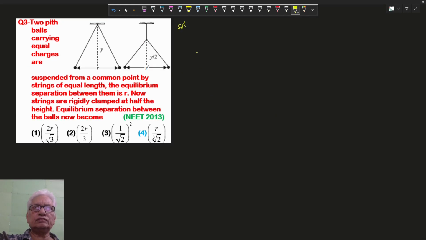In this question, draw the first figure like this. Q is the charge, the separation distance is r, and this vertical distance perpendicularly is y. In the second figure, it is clamped here, so this perpendicular distance is y by 2, and this distance is r dash.